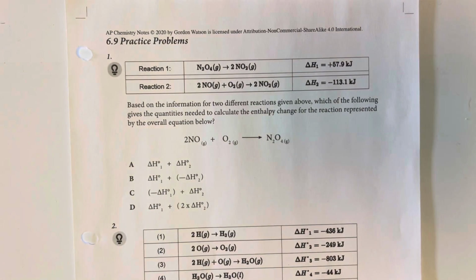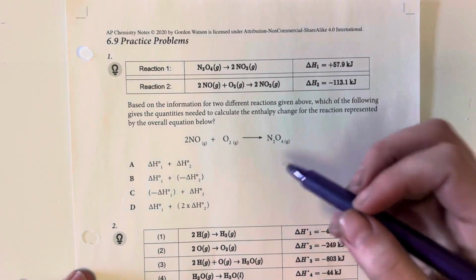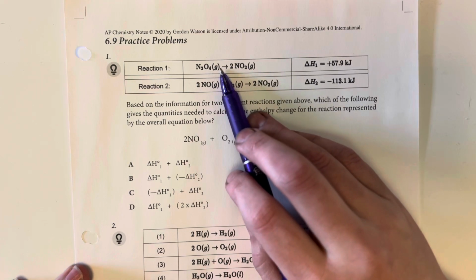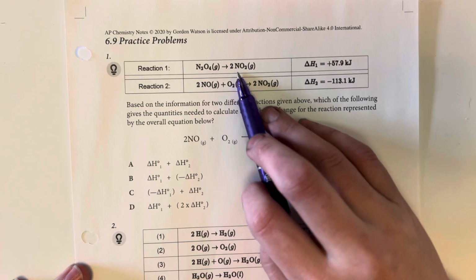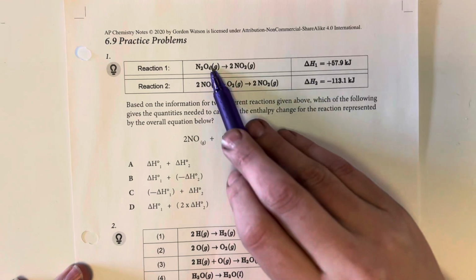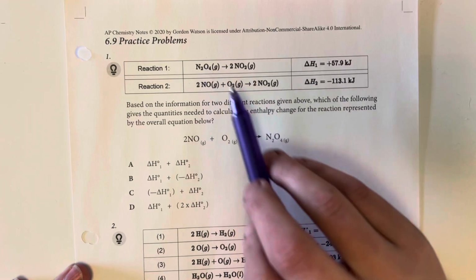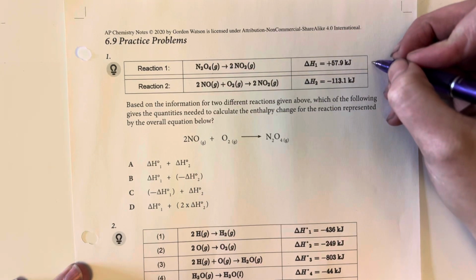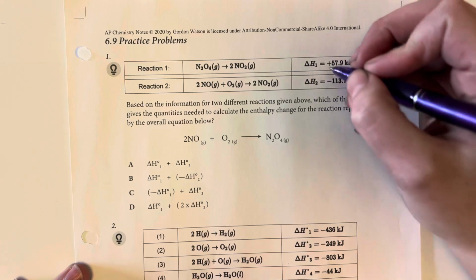6.9 practice problems. Based off of the information for the two different reactions given above, which of the following gives the quantities needed to calculate the enthalpy change for the reaction represented by the overall equation below? So we have dinitrogen tetraoxide decomposing into nitrogen dioxide as reaction 1, but that is a reactant, and we end up with it as a product. So we do need reaction 1 to be inversed, so we need negative of this.